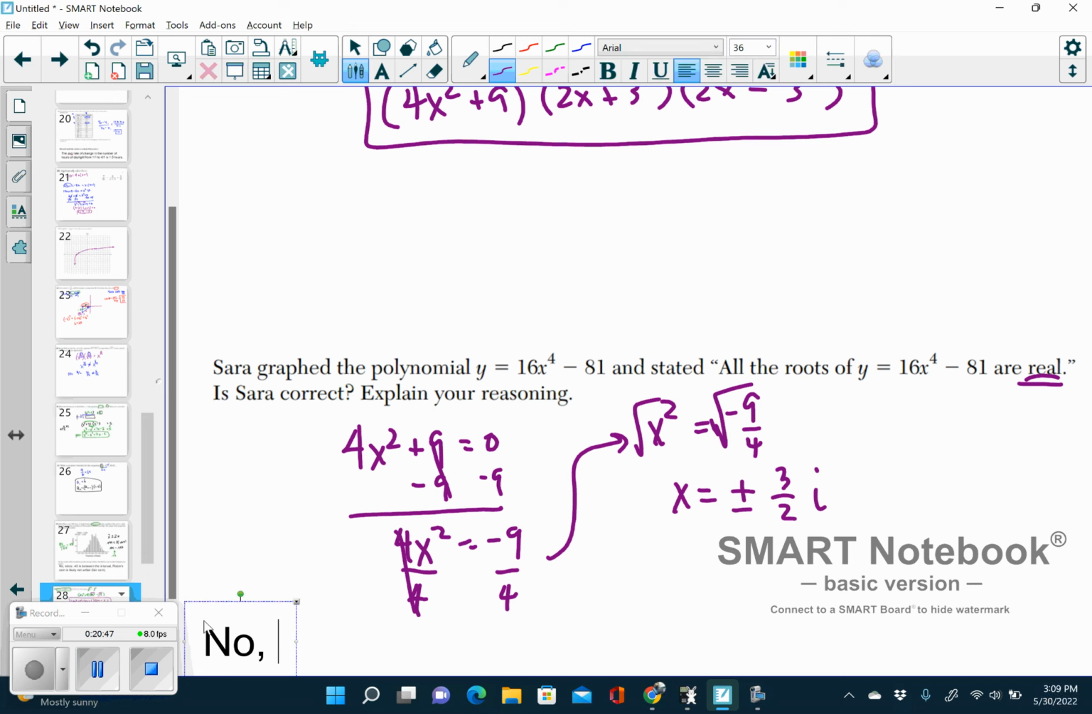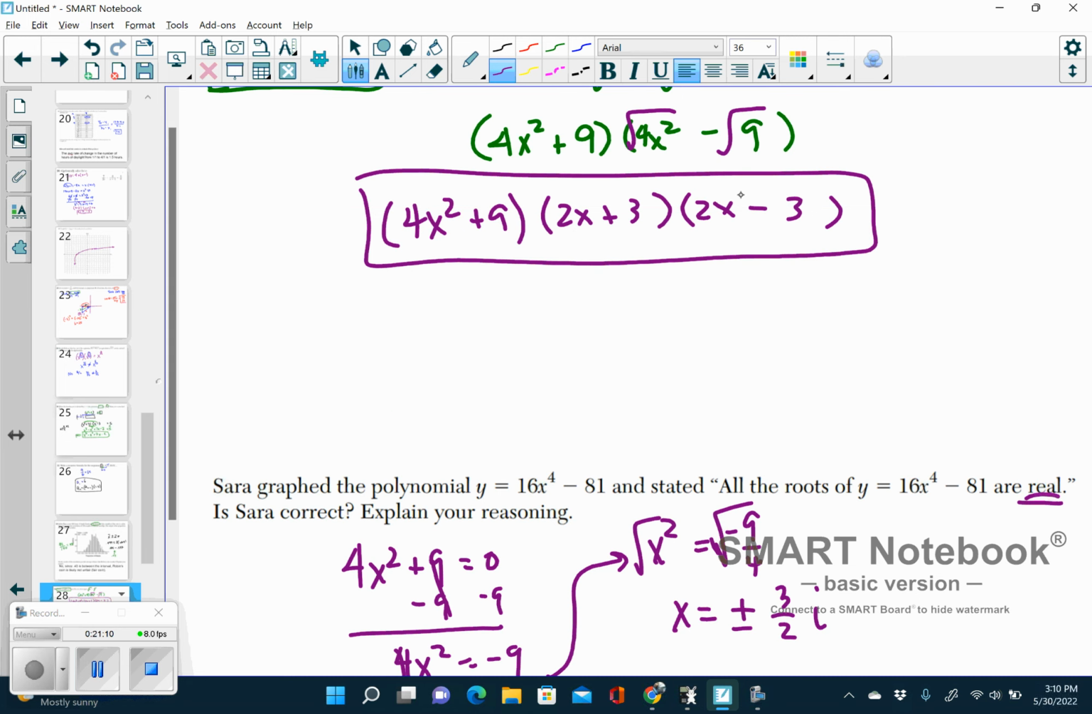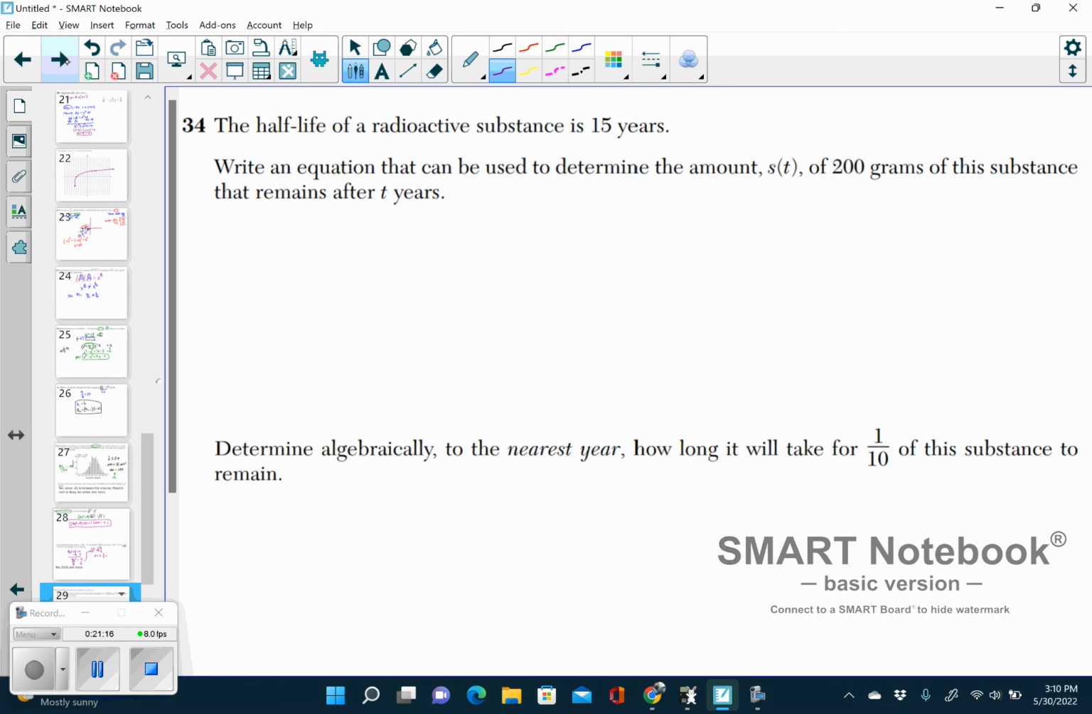I'm going to leave a little bit of space. 3 over 2i are roots. And the reason why I'm going to leave a little bit of space is so I can put the plus or minus sign. Right? These are roots. So they are not real, those are imaginary. The other roots right here, if you set these equal to 0, they are going to be real, but if you have two of them that are not real, then she's not completely correct.